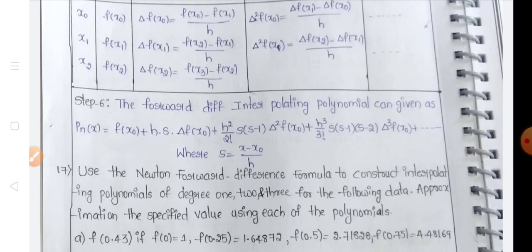Step 6. The forward difference interpolating polynomial can be given as Pn of x is equal to f of x naught plus h s delta f of x naught plus h square by 2 factorial s into s minus 1 delta square f of x naught plus h cube by 3 factorial s into s minus 1 into s minus 2 delta cube f of x naught plus so on, where s equals x minus x naught by h.